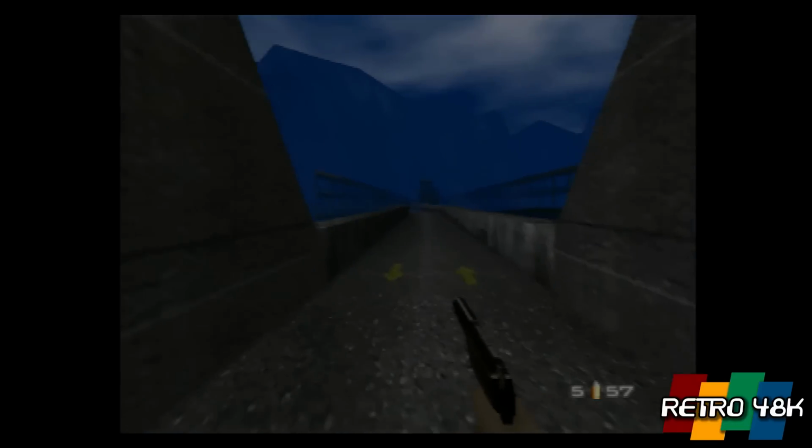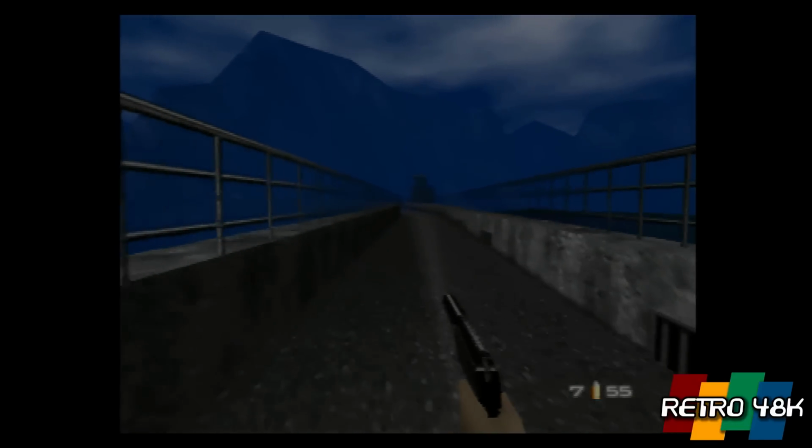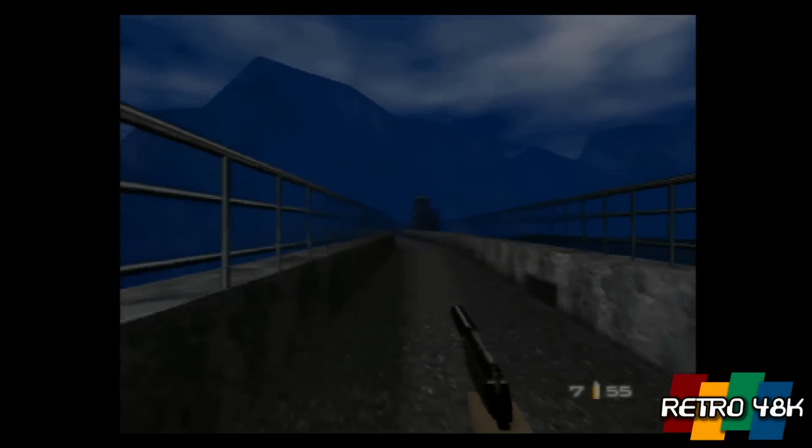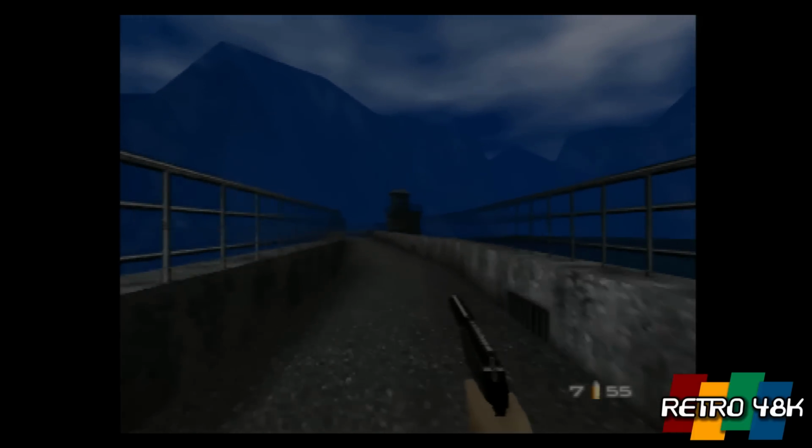But what do you think of the N64? Do you think it's fugly? Is it one of your favourite consoles? It has some of the best games of all time, so I would imagine there's a few big fans out there.